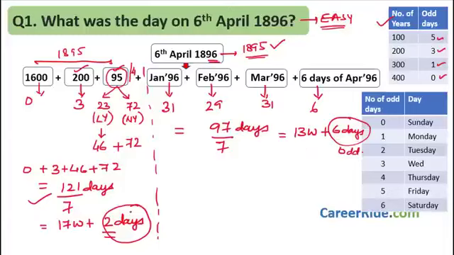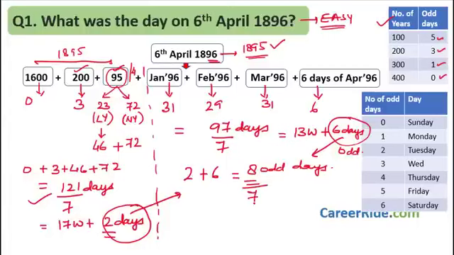Okay. So I have 2 odd days from here, plus 6 odd days from here. This is equal to 8 odd days. But now 8 I can further divide by 7, because 7 days would form a week. So this is equal to 1 week plus 1 odd day.